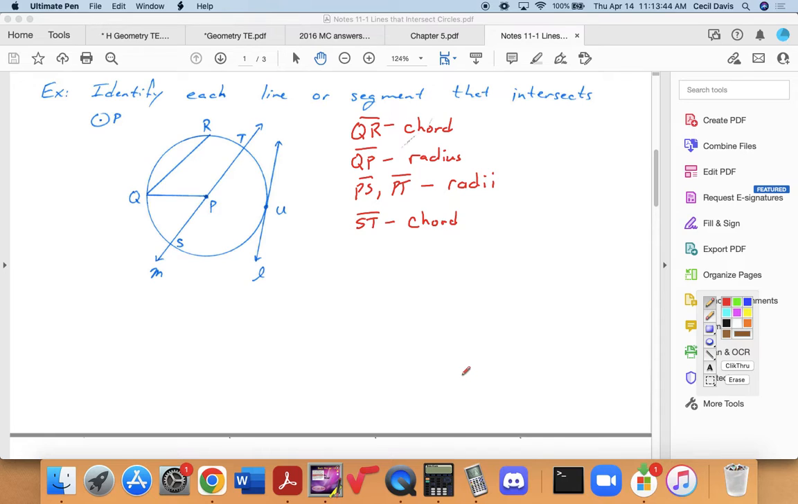Wait, would it still not work if it was MT? MT. There is no MT. Why not? M's not a point. It's a line. It's the name of the line.